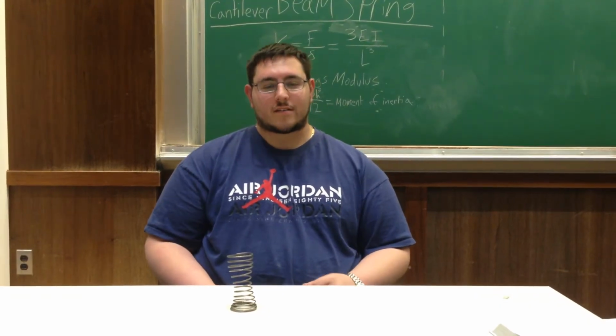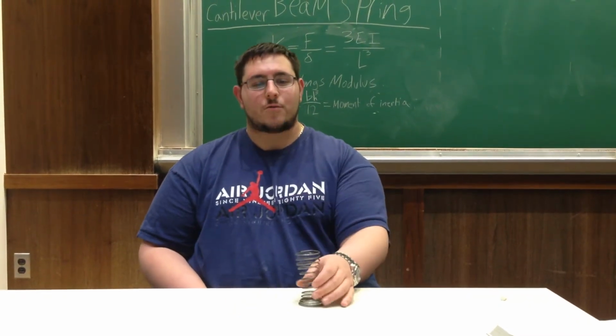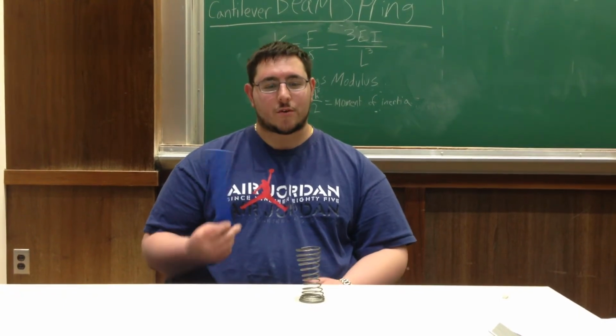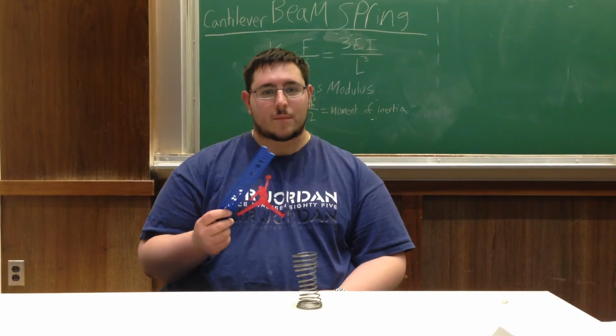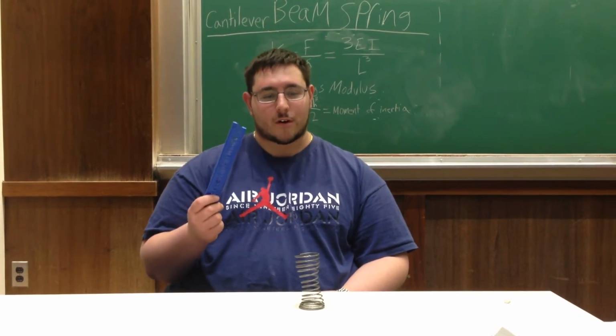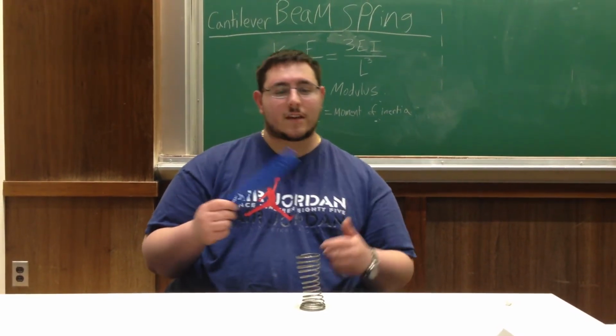When people think of springs, they think of coil springs. In reality, a multitude of objects can be used as a spring as long as the material remains within its elastic limit. For example, this ruler right here can be used as a spring. This type of spring is known as a cantilever beam spring.